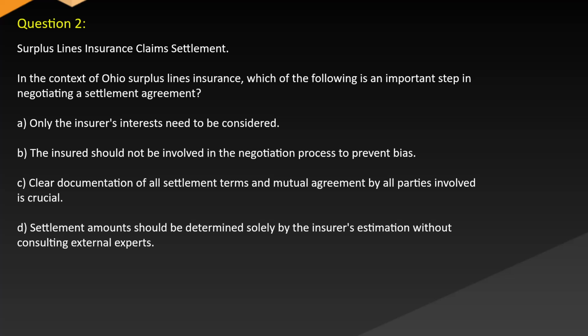In the context of Ohio's surplus lines insurance, which of the following is an important step in negotiating a settlement agreement? A. Only the insurer's interests need to be considered. B. The insured should not be involved in the negotiation process to prevent bias. C. Clear documentation of all settlement terms and mutual agreement by all parties involved is crucial. D. Settlement amounts should be determined solely by the insurer's estimation without consulting external experts.